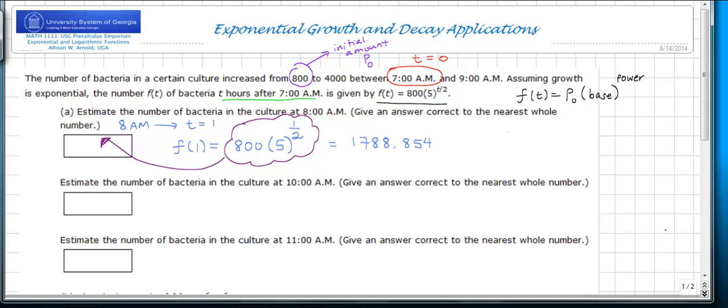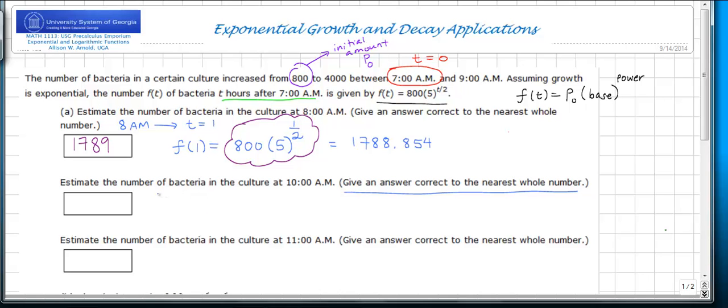All right, moving on to the second part. It says estimate the number of bacteria in the culture at 10 a.m. Now, I guess I need to point this out. Yes, give your answer accurate to the nearest whole number. So in that case, we can't enter the formula like we could if it didn't say estimate. So we'll put in the answer for part A to the nearest whole number here. Okay, now back to part B.